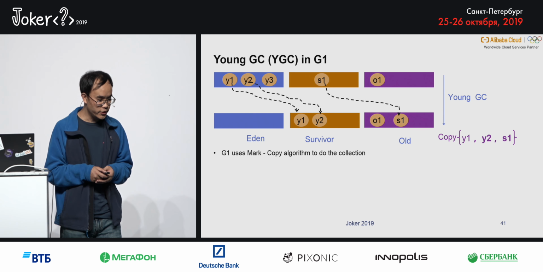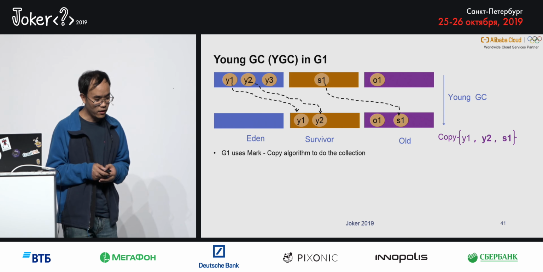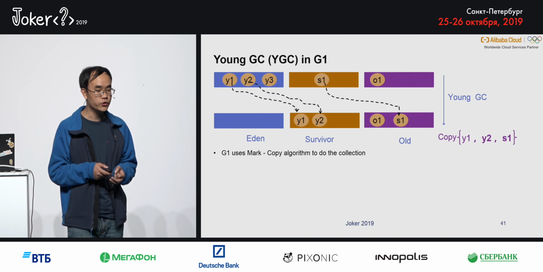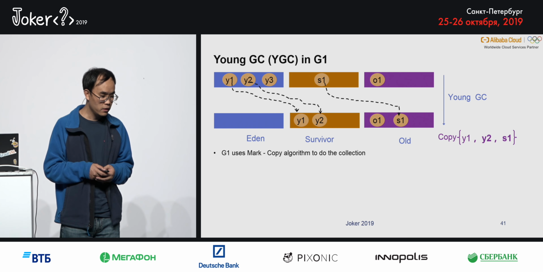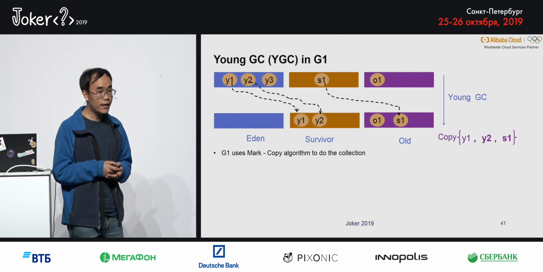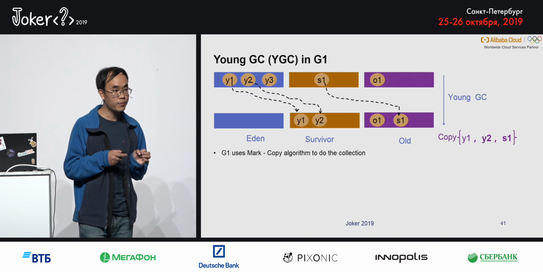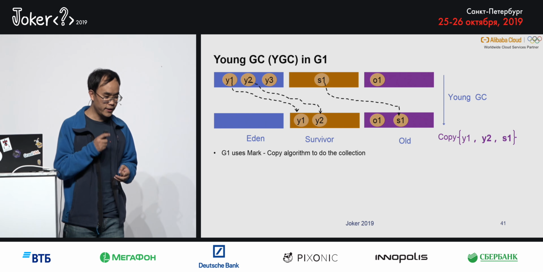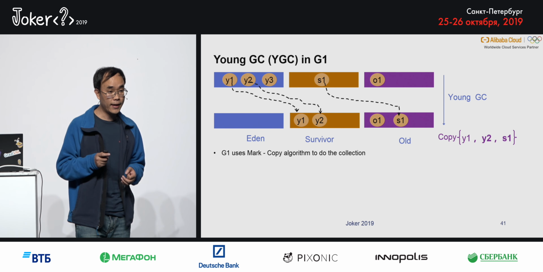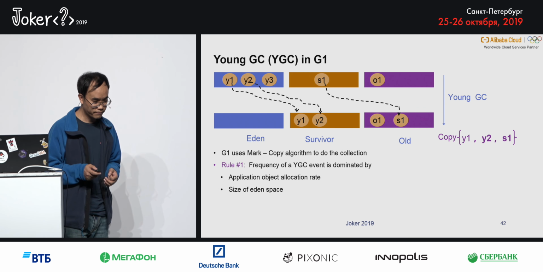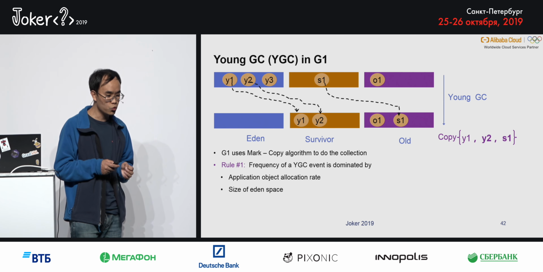So let's go back to the young GC implementation in G1. G1 uses mark and copy algorithms to do the collection for young GC. You can just look at this picture. During the marking phase, if G1 finds y1, y2, and s1 are live, then all these objects will be copied into the correct destination. So in this case, y1, y2 have been copied into survivor space, and s1 gets promoted to old.